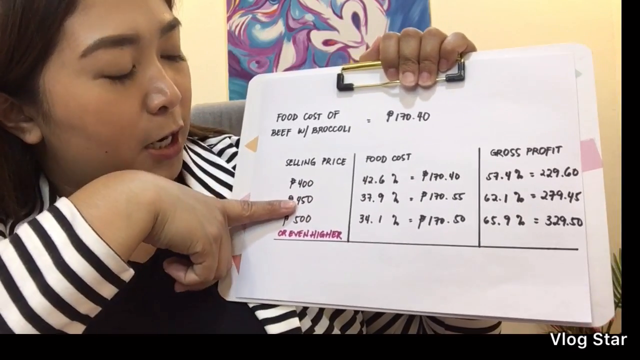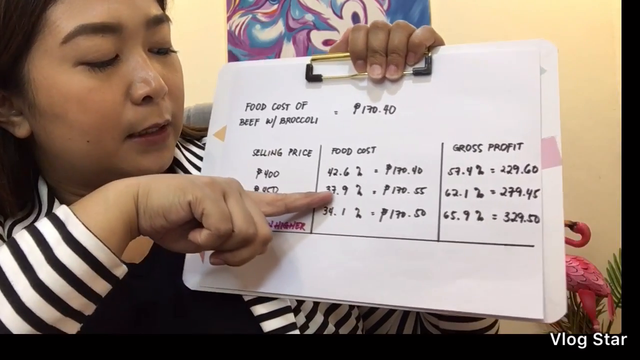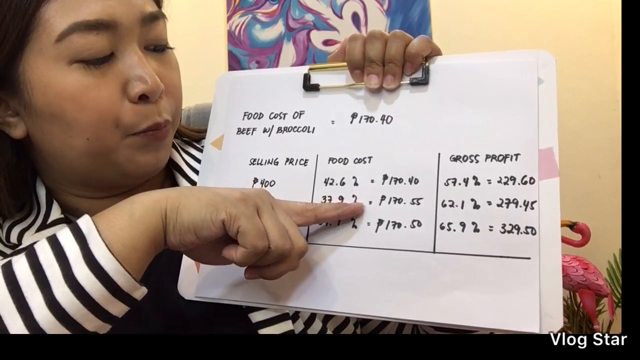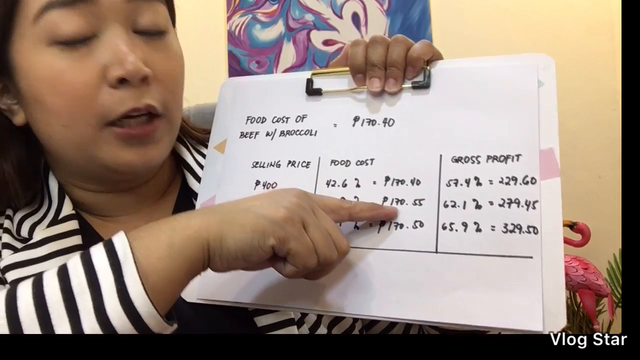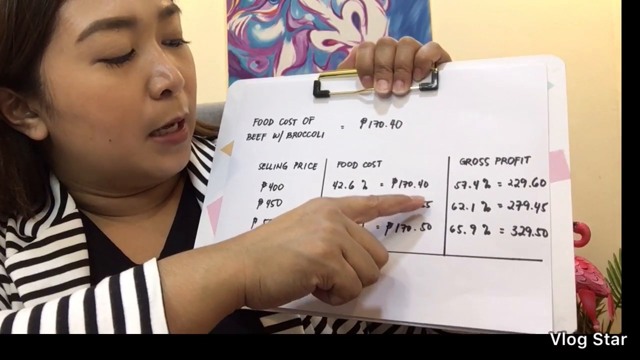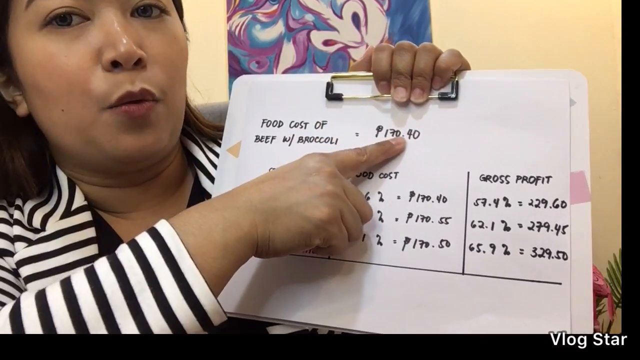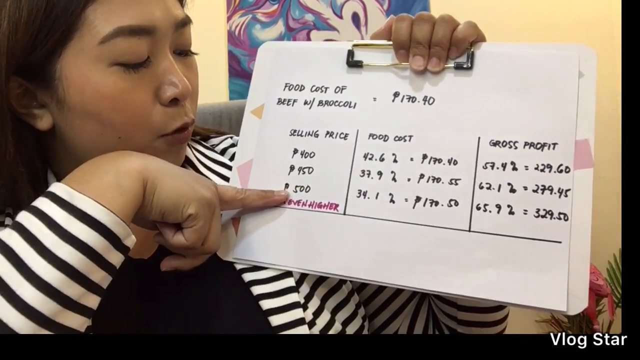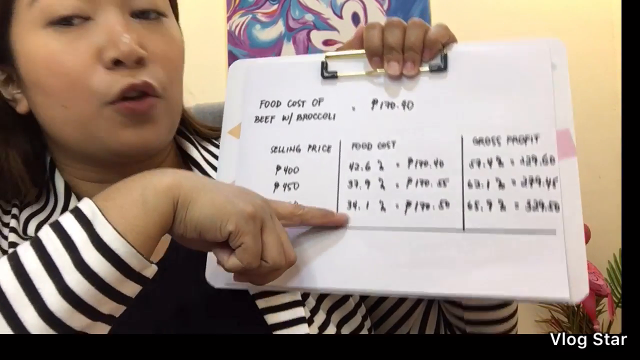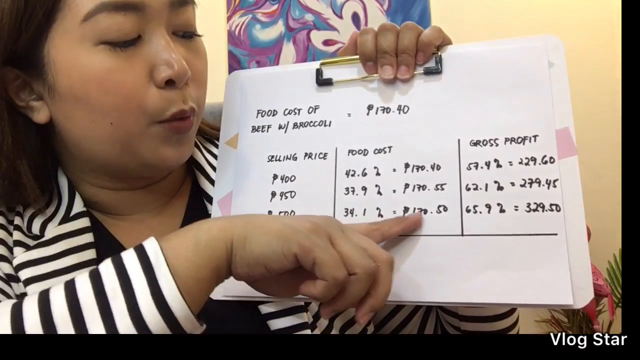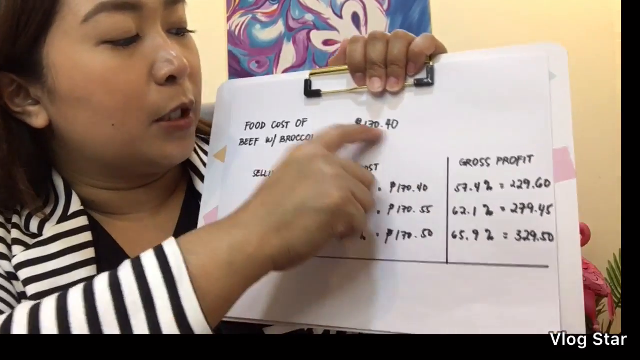Now, kung 450 naman, 37.9%, or ito medyo hindi eksakto lang, 170.55. Ang importante, pasok to guys ha, yung 170.40. And then, kung ibebenta ko naman siya ng 500 pesos, it will give me a food cost of 34.1% or 170.50. Pasok pa rin siya doon.